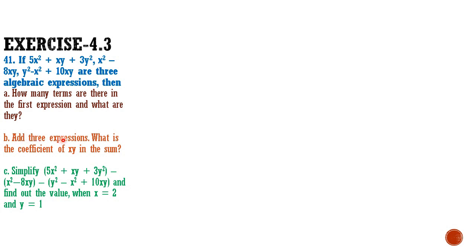Number B, add 3 expressions. What is the coefficient of xy in the sum? Number C, simplify 5x square plus xy plus 3y square minus x square minus 8xy minus y square minus x square plus 10xy, and find out the value when x equals 2 and y equals 1. So let us see the solution, my dear.